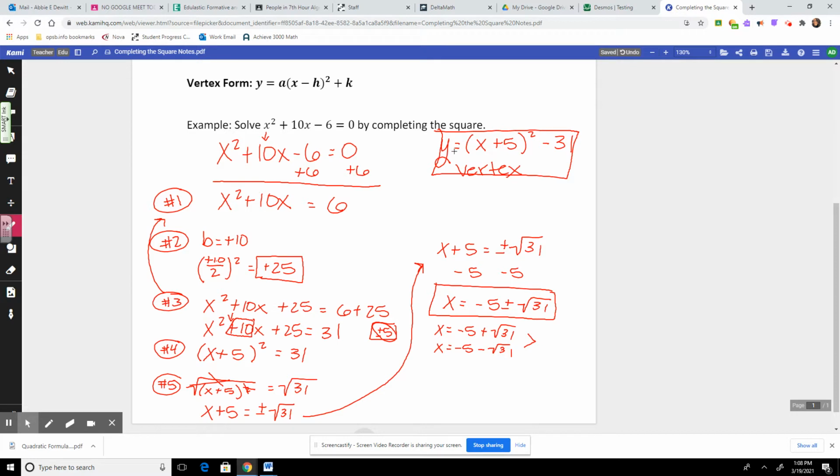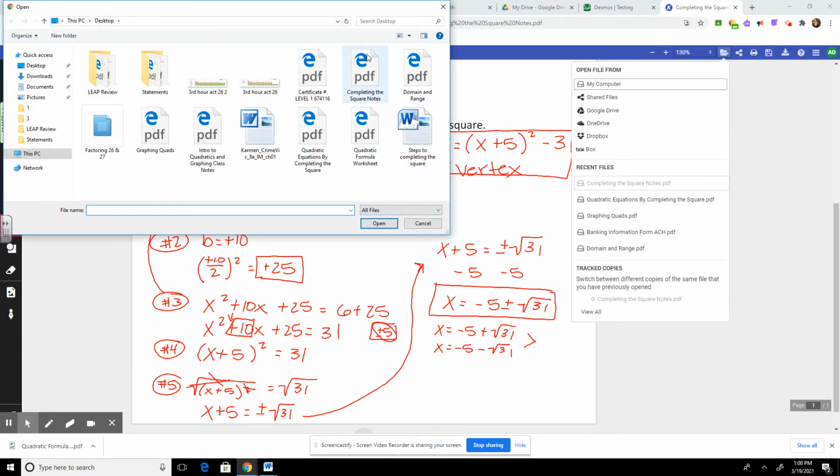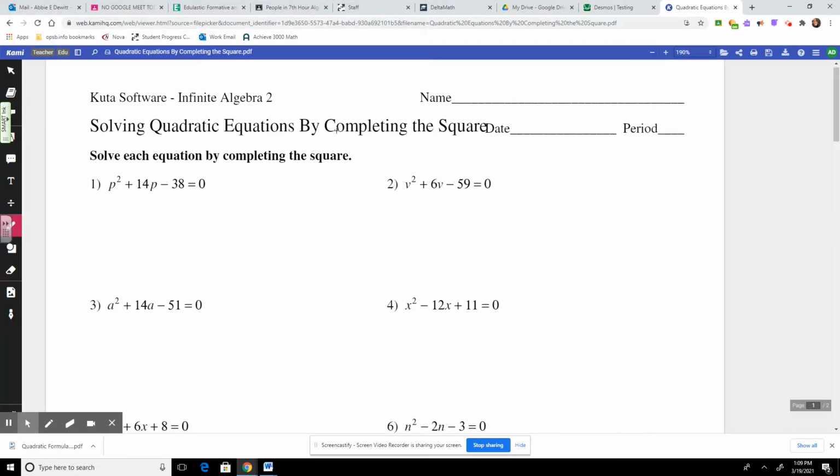Now, I'm not going to have a coefficient because my a value in my original is positive 1. But if your a value in your original quadratic is anything greater than 1, you would write that a value here. But typically, almost all of yours are just going to be positive 1 anyway. Okay? So now I'm going to open up the assignment, and I'm going to do a few problems for you.